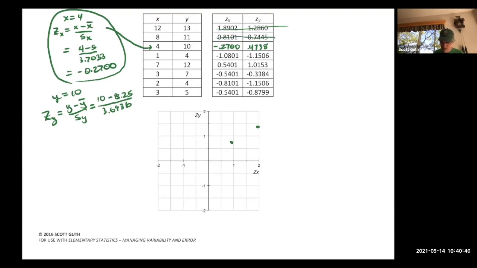Got it. Then negative 0.27 and 0.47. So negative a quarter basically, and then a half. So that's going to be right about here. Okay, so I got that one. Now negative 1.08 and negative 1.15. That maybe. Then 0.5 and 1 basically. 0.54 and 1.01. So maybe just right there.